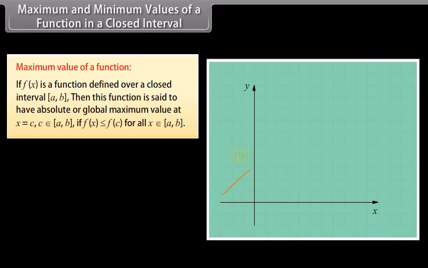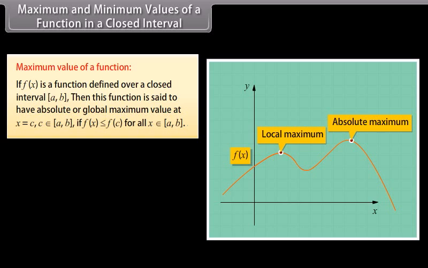Maximum and minimum values of a function in a closed interval. Maximum value of a function. If f(x) is a function defined over a closed interval [a, b], then this function is said to have absolute or global maximum at x = c, c belongs to [a, b], if f(x) ≤ f(c) for all x belongs to [a, b].